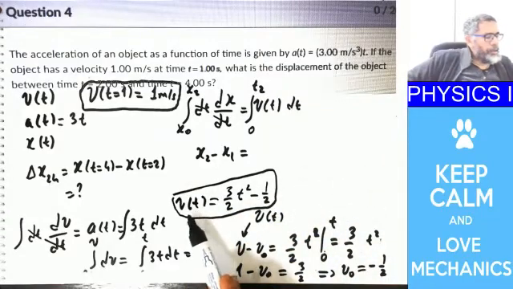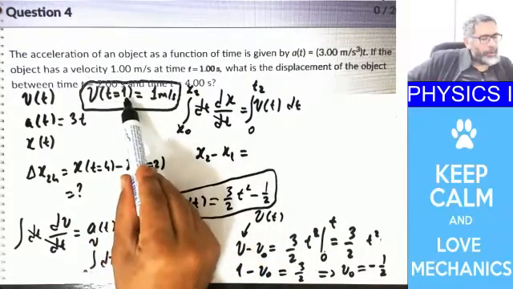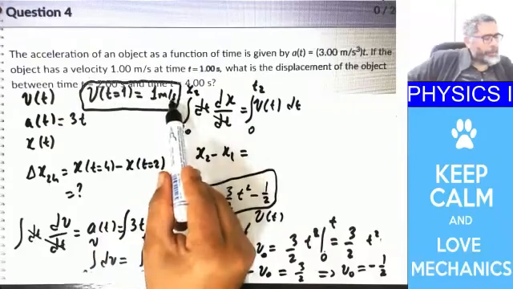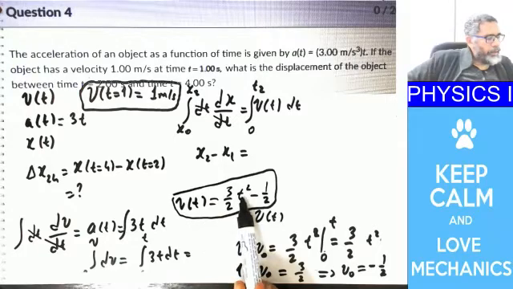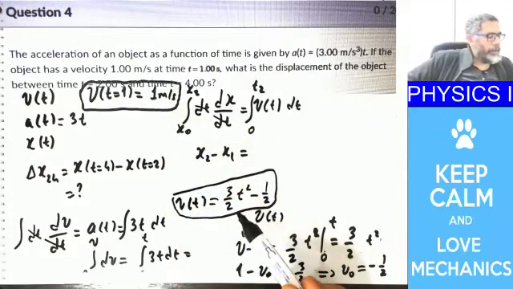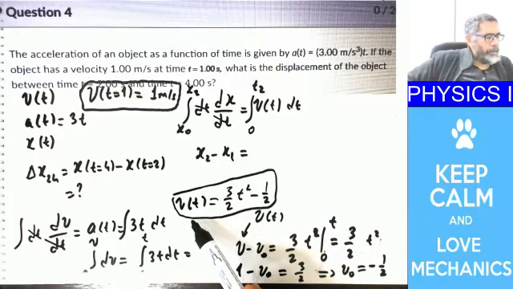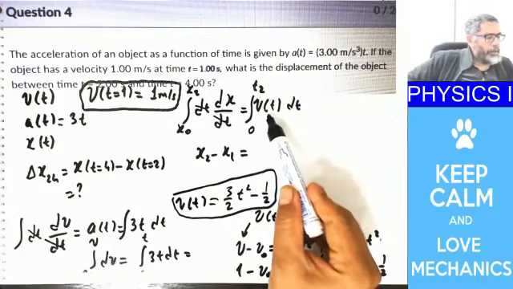So just to check that if at time t is equal to 1 second, the velocity is 1 meter per second, you can check this over here. What you do is put t is equal to 1, and this will be 3/2 minus 1/2, and it's going to be 1. So this condition is satisfied, and this is your velocity as a function of time. Once you know this, now you can calculate this integration, right?